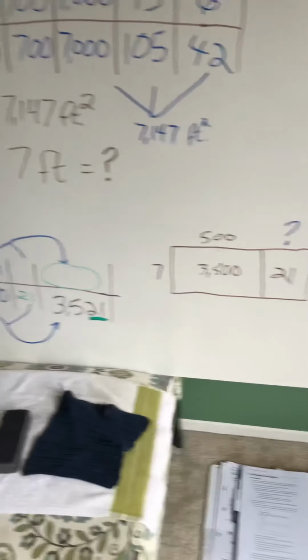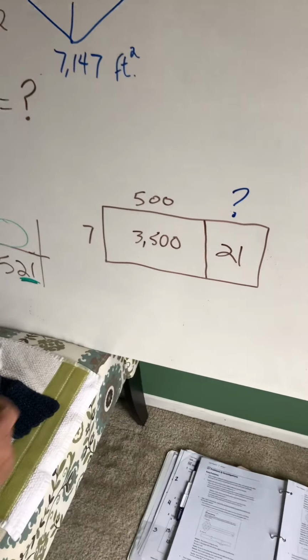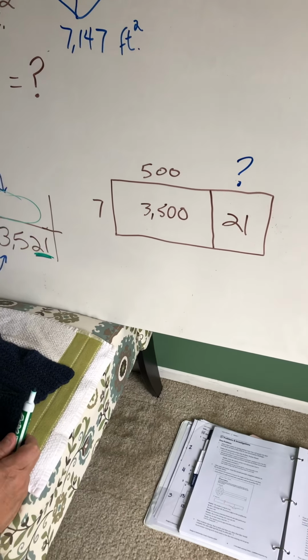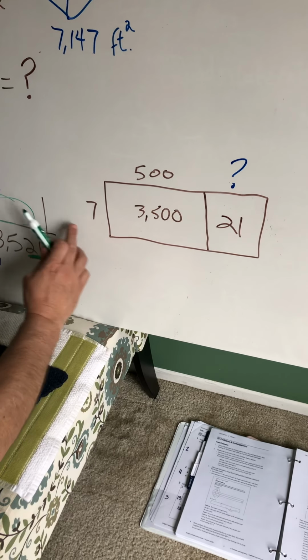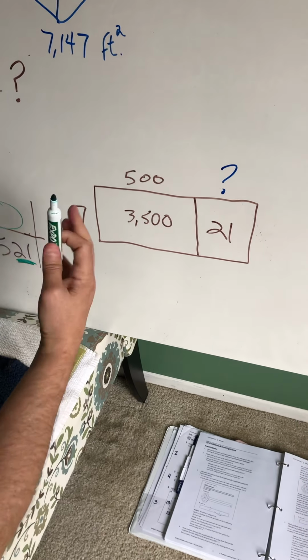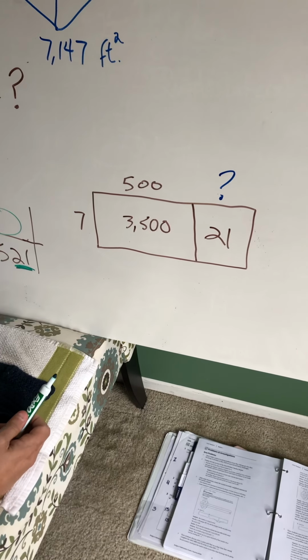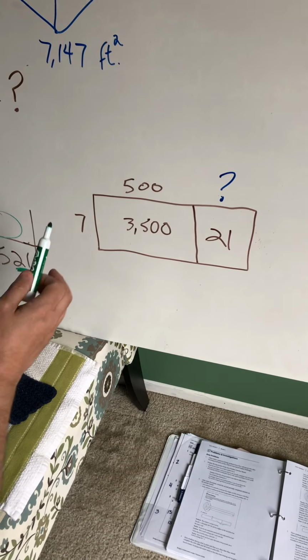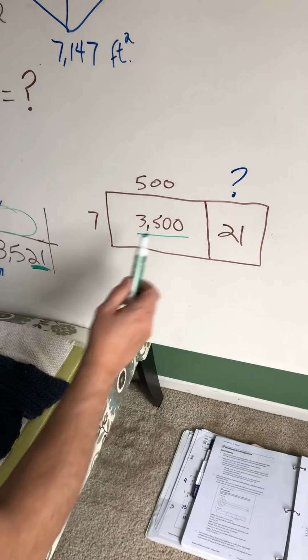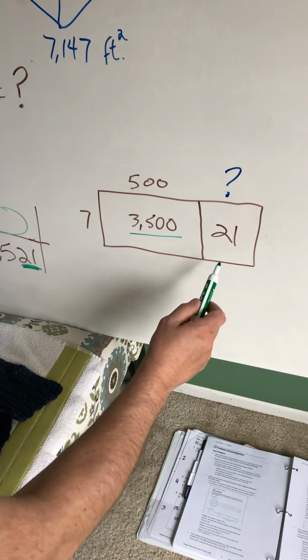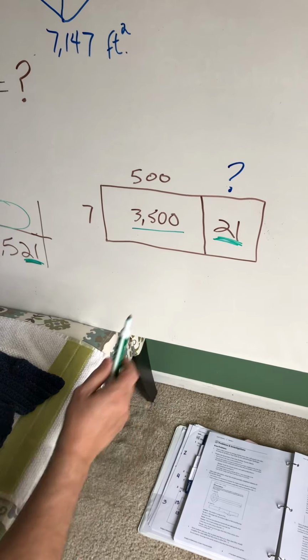Okay, let's go over here. And they said you could use an array too. All right, well, we got 7 down because it's a times 7. And I'm like, let's go. You guys are smart enough. I know you are. You know that 500 times 7 or 7 times 500 is 3,500. And we only need 21 more.